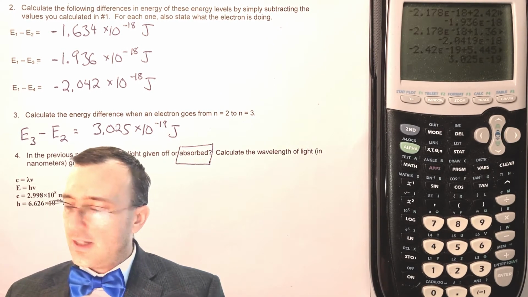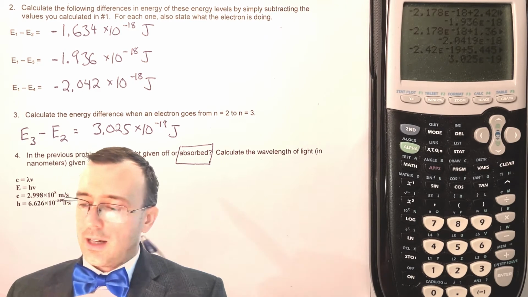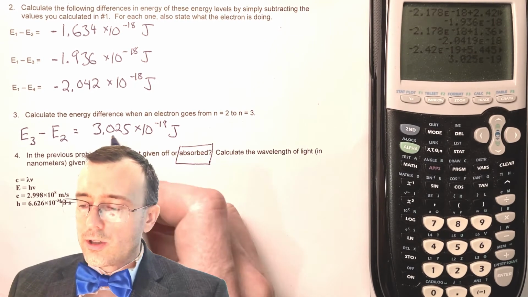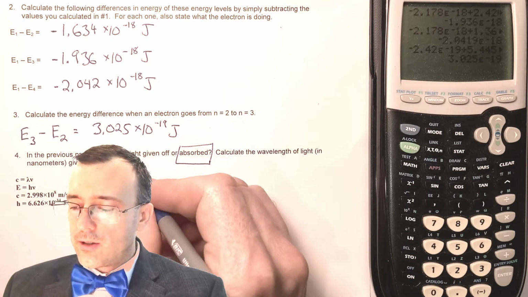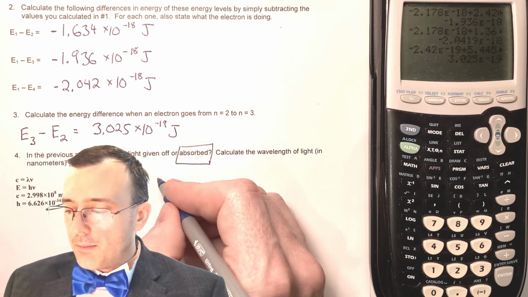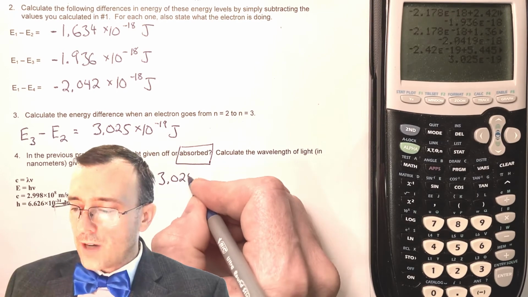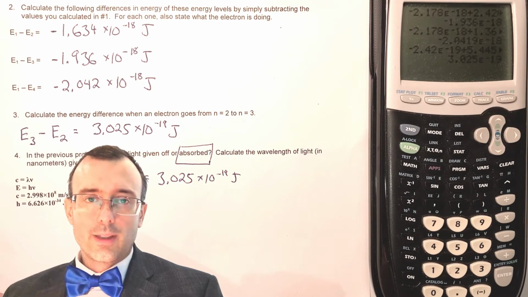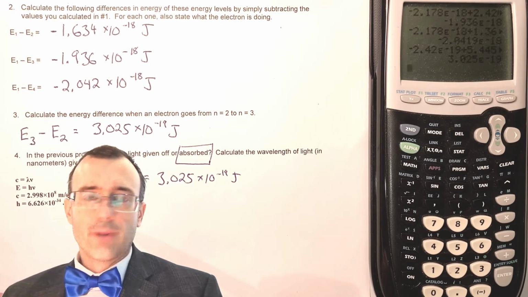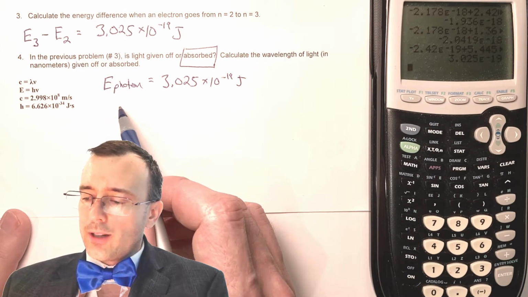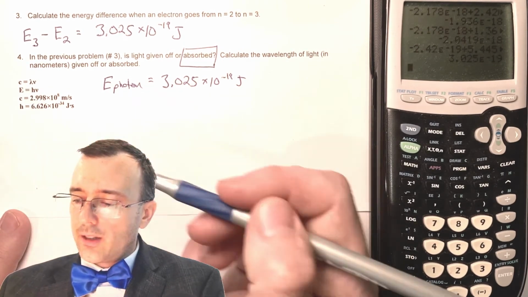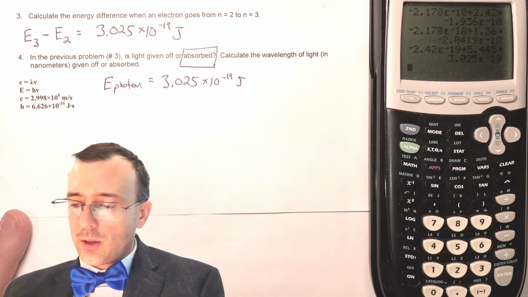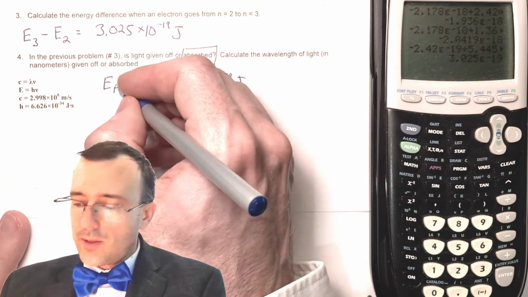Calculate the wavelength of light in nanometers given off or absorbed. In order to do that, we know the energy of the photon. In order to cause the electron to go up in energy level, the energy of the photon must be the same value. It must be 3.025 times 10 to the negative 19 joules. From there, we're going to calculate the frequency and wavelength of that photon. Once I have this energy of the photon, I can use these other equations to calculate the frequency and then the wavelength. You could actually combine these equations to do this in one step, but I'm just going to do it in 2 steps for you guys.